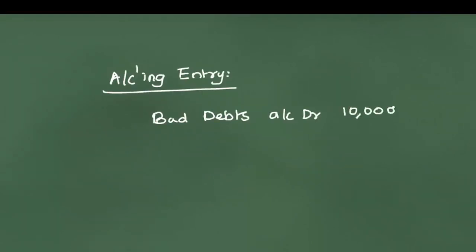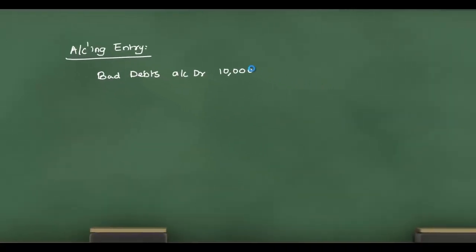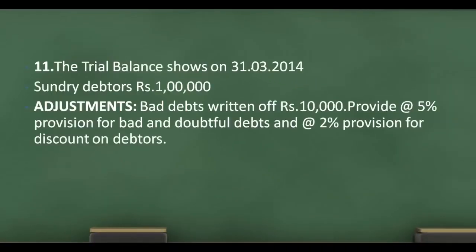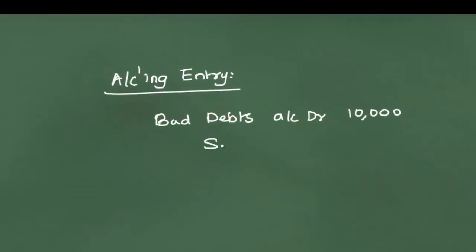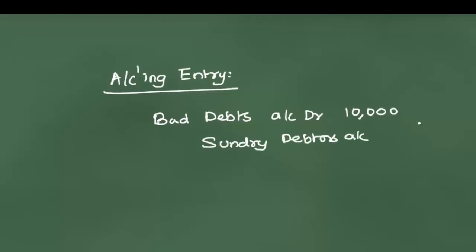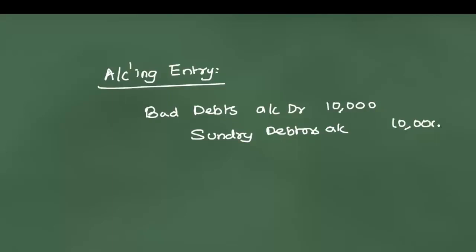And what is the effect of bad debts? It will reduce one asset. What is the name of the asset? Sundry debtors. Bad debts will reduce the sundry debtors, and an asset will always have a debit balance. When it is reduced, it will have a credit balance. So sundry debtors will have a credit balance to the extent of 10,000. So sundry debtors account is credited, which is 10,000. So this is the adjustment entry.